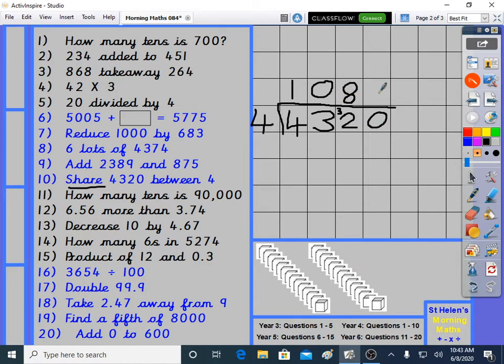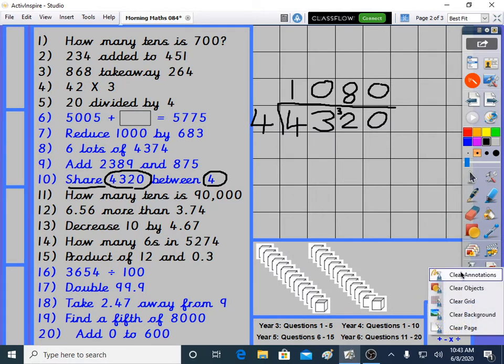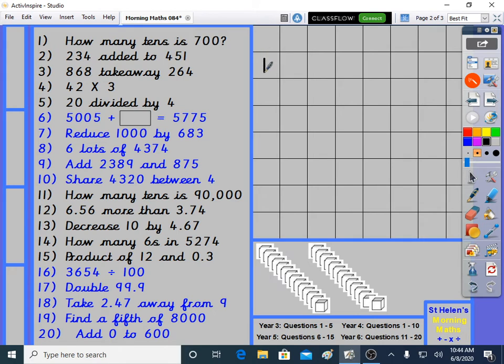How many 4s in 0? 0. It's important to know that share 4,320 between 4 means how many 4s fit into this. How many somethings in a something? That is division. How many 4s fit into 4,320? The answer was 1,080. And let's move on to the year 5 level work. Number 11, how many 10s is 90,000? Well, that's a lot of 10s.